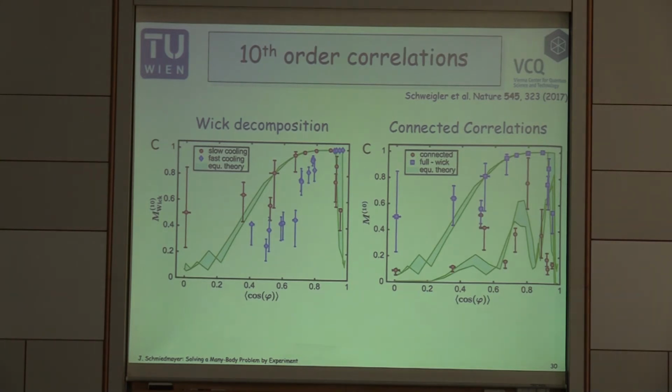Sorry, may I ask, just to clarify, your connected part is where you subtract the products of the lower order correlation functions, yes? Yes, which you've measured. Measured, okay. So then what is Wick? Wick is, I only subtract the 2nd order correlation function.